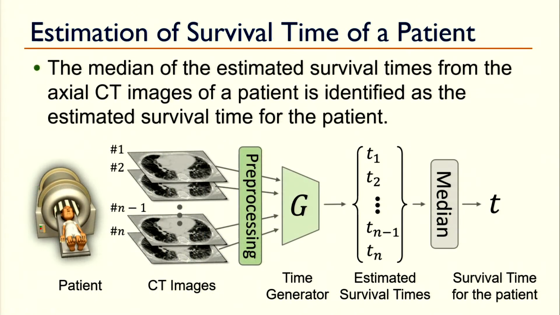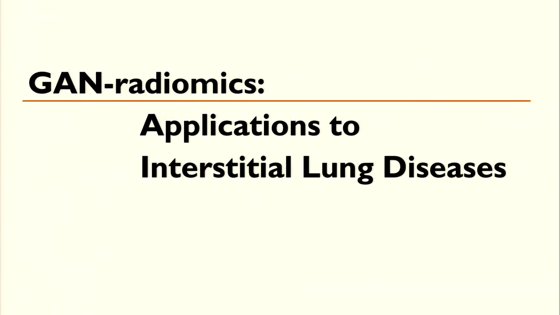After the Pix2-Serv model has been trained, we use the time generator to estimate the survival time for new previously unseen patients. As with radiomics, we first estimate the survival times from each axial CT image of the patient, and then we use the median of these survival times as the estimated survival time for the patient. Now let's take a look at some of the results we have obtained with this GAN radiomics.